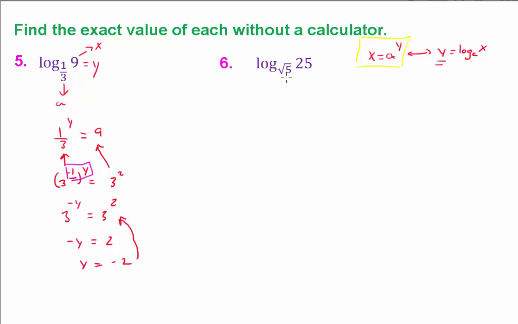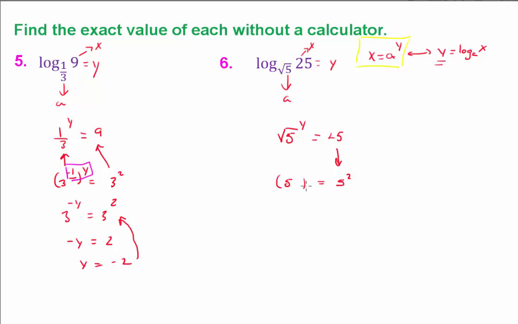The second problem, we have base a is the square root of 5. We have my x value as 25, and again I'm going to set this equal to a variable, and again I choose y for consistency reasons. So now I have the square root of 5 to the y is equal to 25. And again, just as before, I'm going to try to find a common base, so I'm going to choose base 5. It seems pretty reasonable. So 25 is 5 squared.